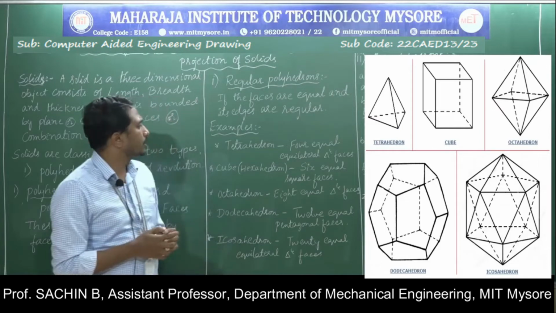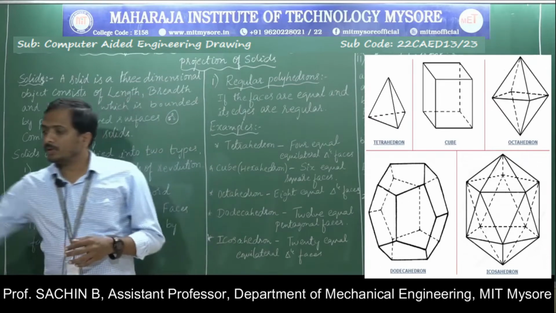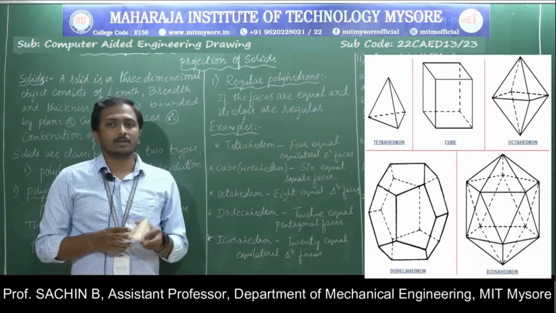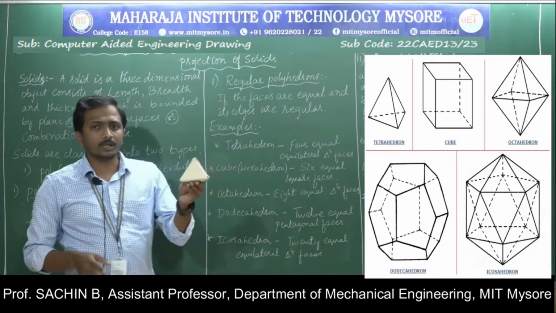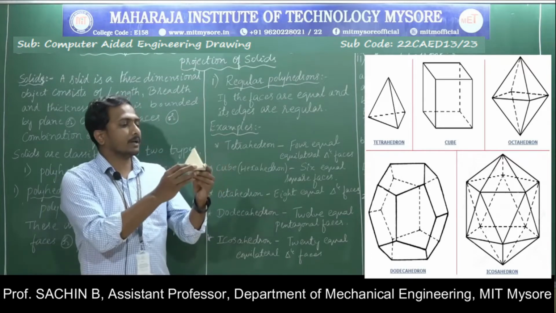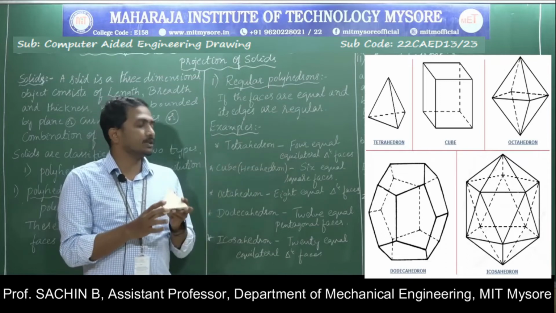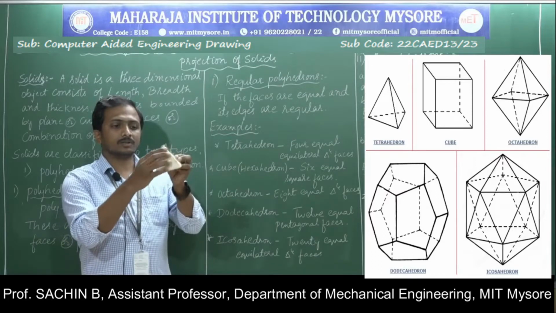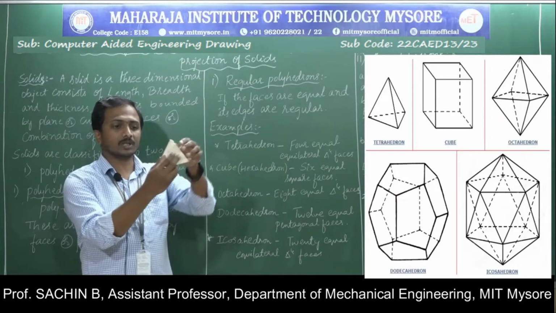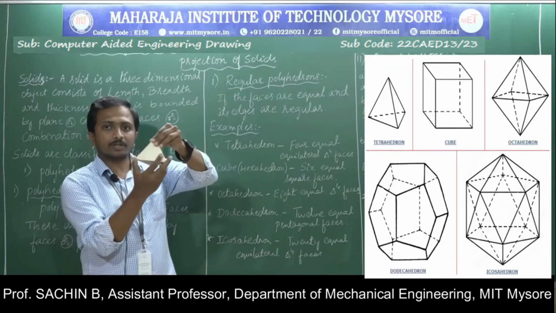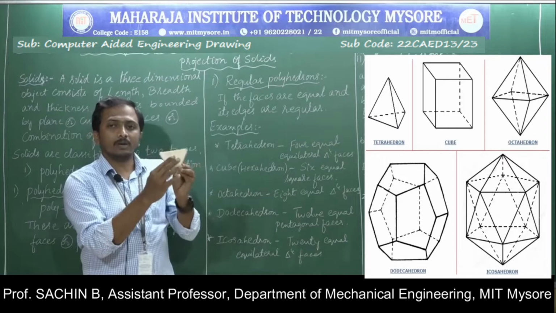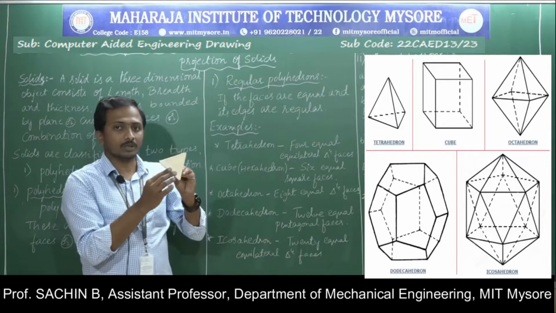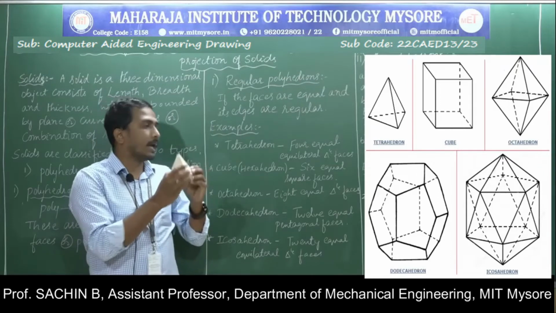Examples are tetrahedron, cube, octahedron, dodecahedron and icosahedron. Now this is the tetrahedron, and clearly observe it here. The tetrahedron consists of four equilateral triangular faces. You can observe here, this is one face, this is another face, this is one more face. Means three faces are equally distributed in the front view, and at the bottom you can clearly observe one more triangular face. So it consists of four equal triangular faces.